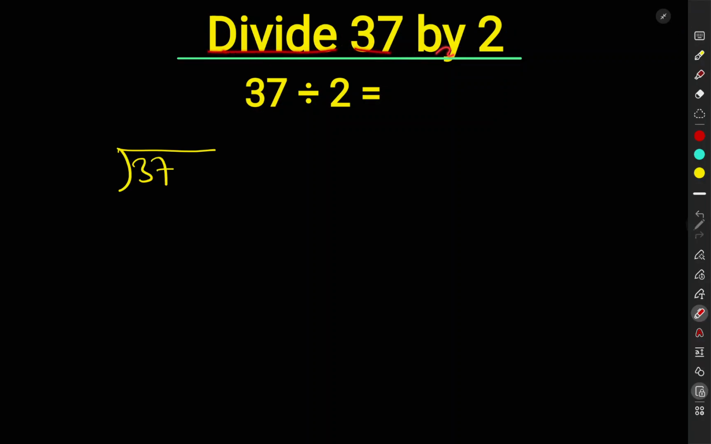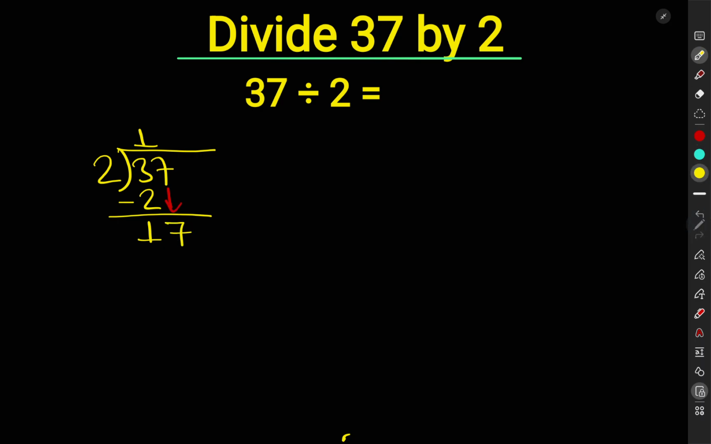Divide 37 by 2. So here we divide 37 by 2 in a long division method. So 2 times 1 means 2. On subtracting we get 1. So now this 1 is less than 2. So we put down the number beside, 7.